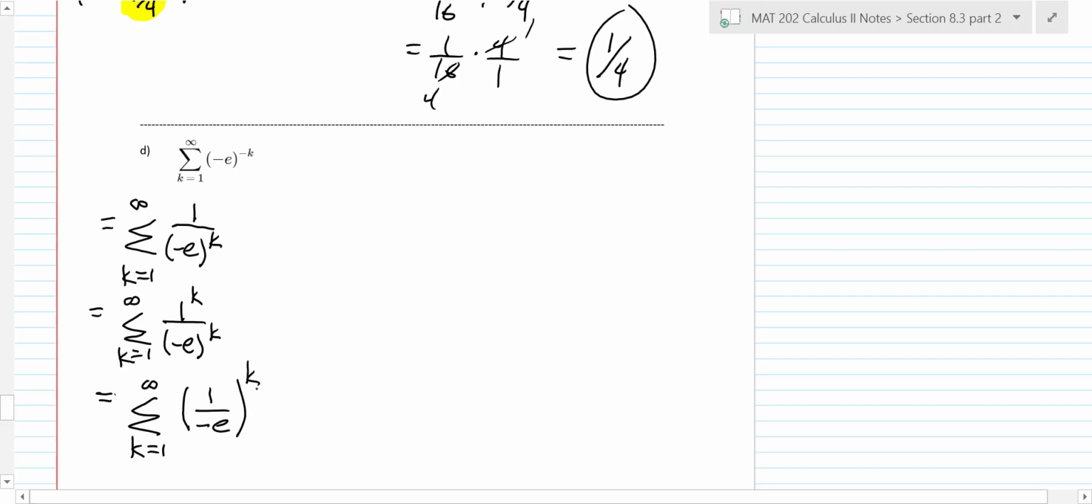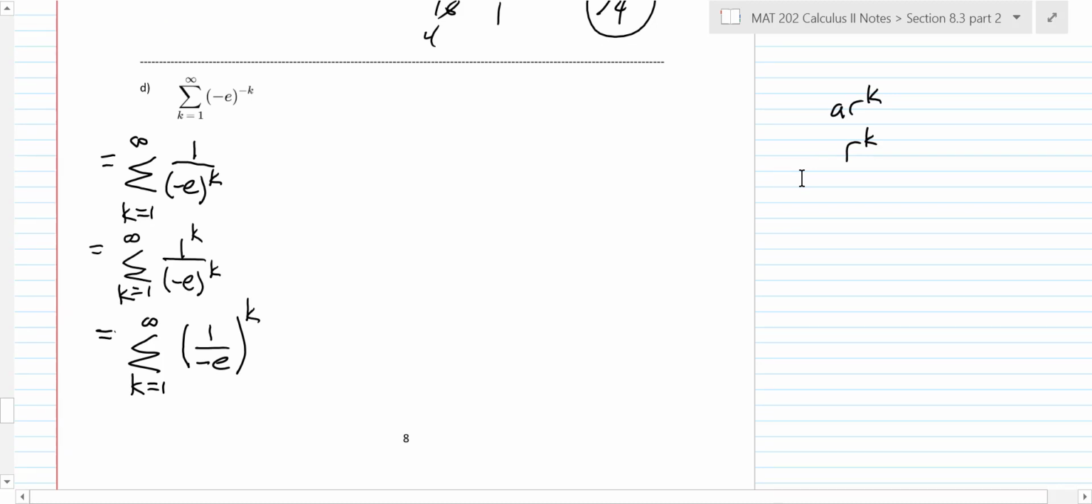Now, is that in the form that we would expect a geometric series to look? Absolutely. That form is a r to the k, or even just r to the k if a is 1. All right, so we've got that written now as a geometric series. You know you've been given that. The next step is to figure out if it converges or not. So what do you want to know about that 1 over negative e? If it converges, where does it have to fall?